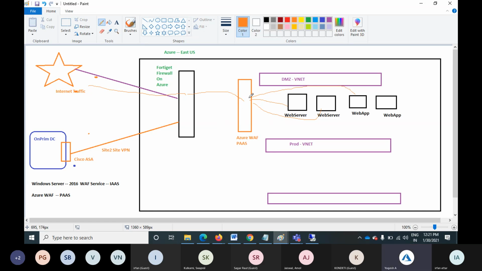In such scenarios you will get the source IP. Like Irfan was saying, there is no functionality to record the source IP address into the WAF, which Windows Server 2016 provides. So when you deploy this solution, you will definitely get the source IP. You can record the source IP inside the firewall and inside the Azure WAF as well. So any questions, Irfan?